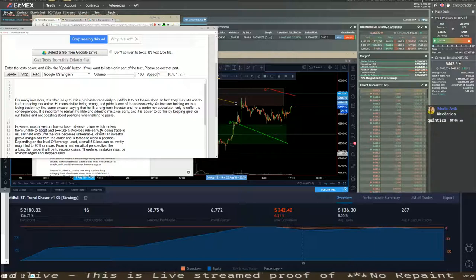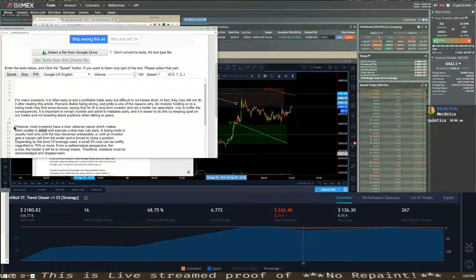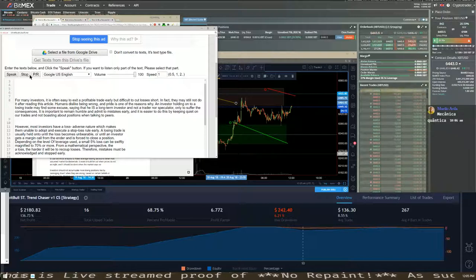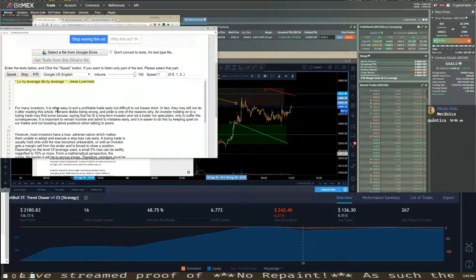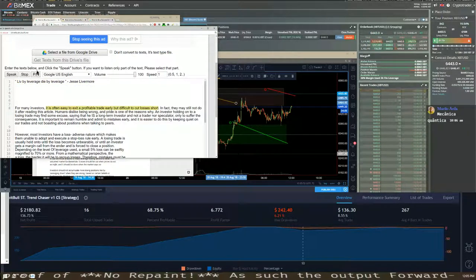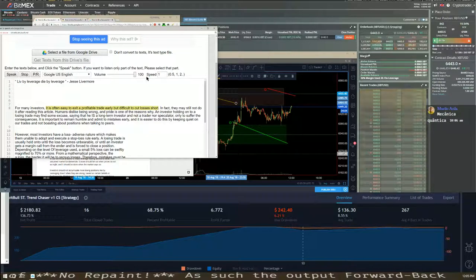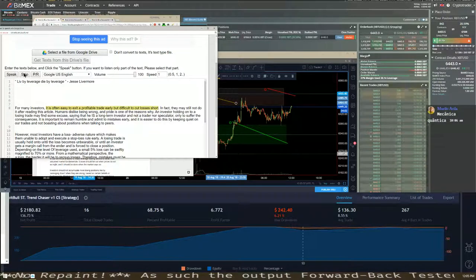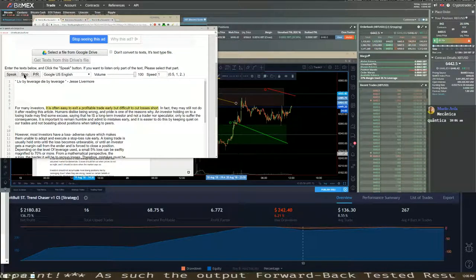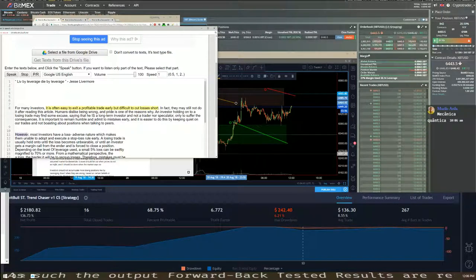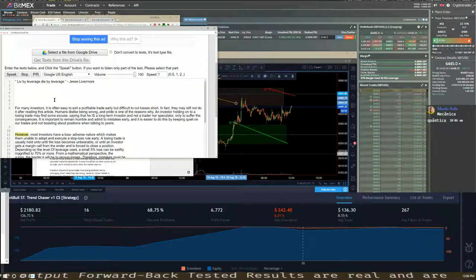Let's go over this again. Live by leverage, die by leverage. No, Jesse Livermore. Stop. What does this mean for many investors? Let me start pausing and resuming it, and fast forward.